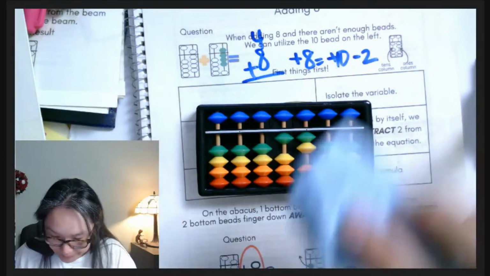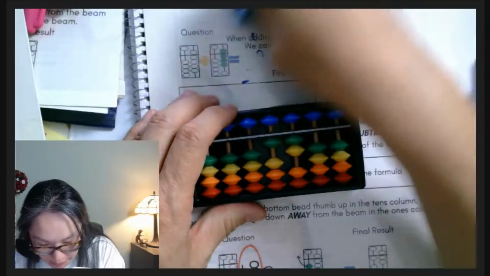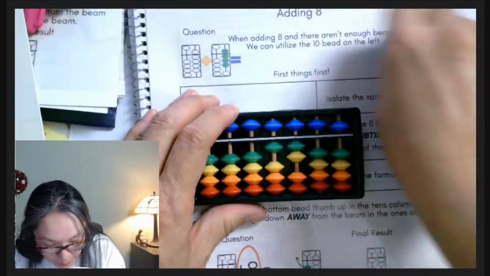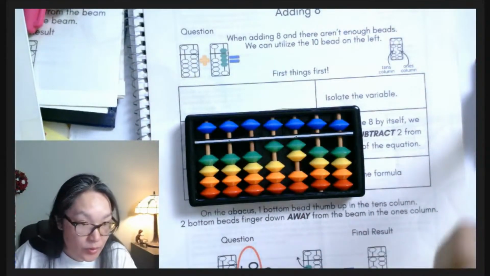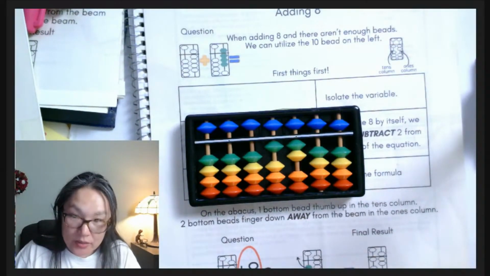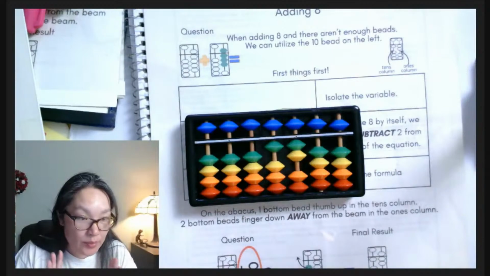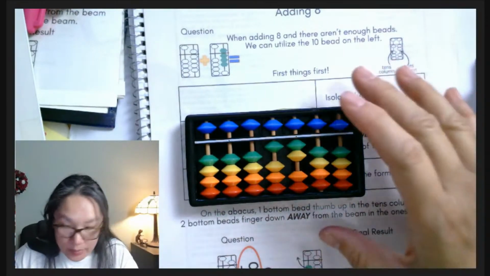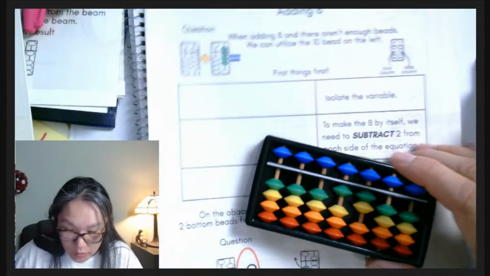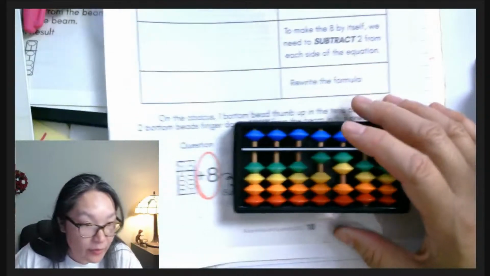Does that make sense? And it gets deeper. It gets really deep because now we can start doing more. If we understand this, we can actually start going into a two-step equation. Two-step equation, what does that mean? What's going to happen is if I don't have enough beads.